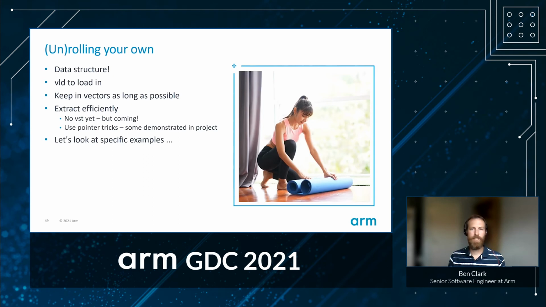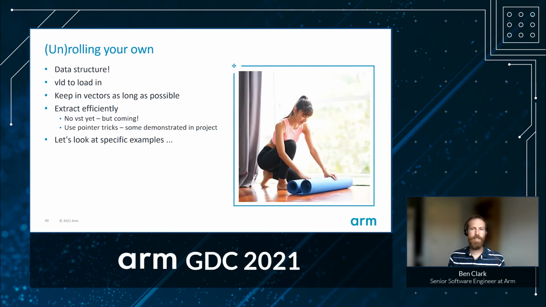First, load efficiently into the Neon structures. Likely it involves a VLD vector load function. Secondly, keep the data in vectors as long as possible. Don't go in and out of Neon. Work out doing all the processing on multiple data rather than going back to single items. Thirdly, you want to store it efficiently.